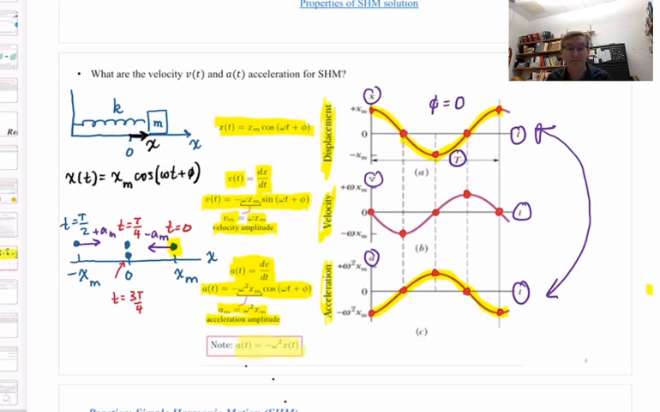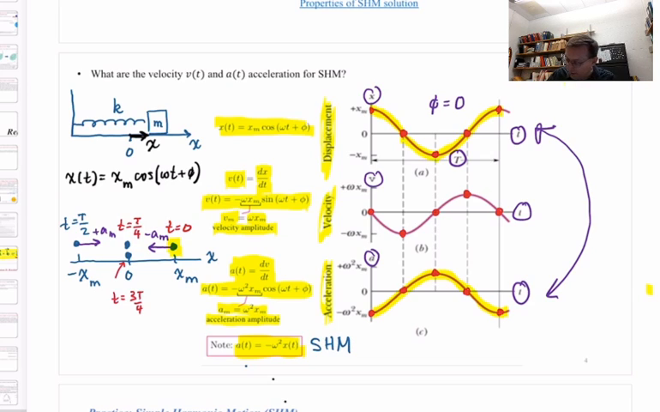At any time, the acceleration A of the block at that time is equal to negative angular frequency squared times whatever the displacement x is at that time. Very handy property to remember for simple harmonic motion.